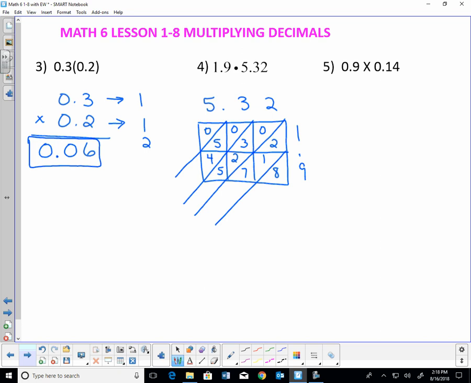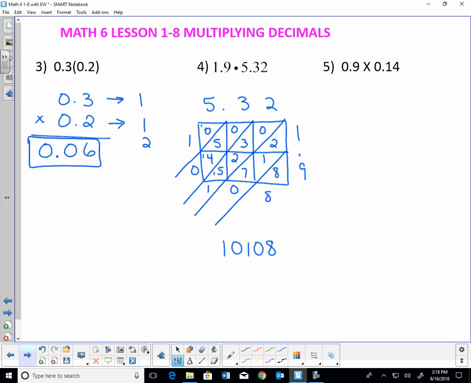8. 7 plus 1 is 8, plus 2 is 10, carry my 1. 5 plus 2 is 7, plus 3 is 10, plus 1 is 11, carry my 1 again. 5 and 4 is 9, plus 1 is 10, carry my 1 again, this is a 1. So my answer is 10108, but I've got to figure out where to put my decimal point.